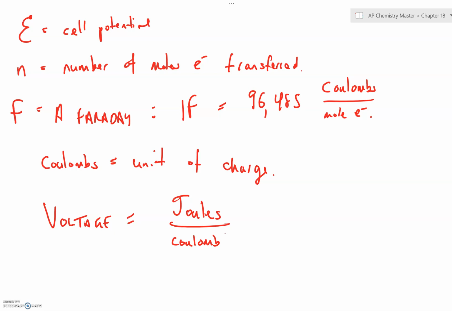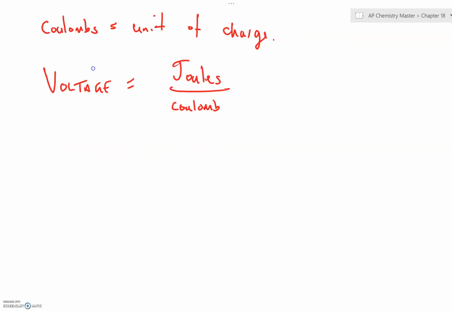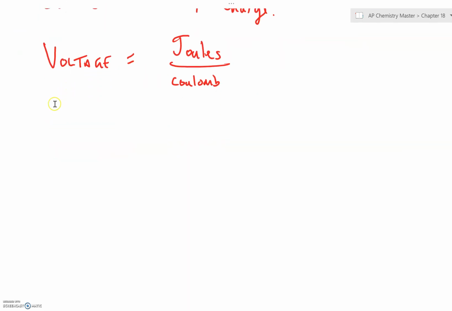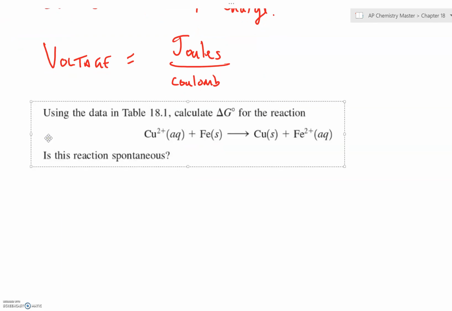So what we want to know is how many moles of electrons are being transferred, the amount of charge for each mole of electrons, and how much work is done to stack those. You'll see how it works as we go, okay? So let's take an example here. We have this reaction. We're going to calculate delta G and determine if it is spontaneous.